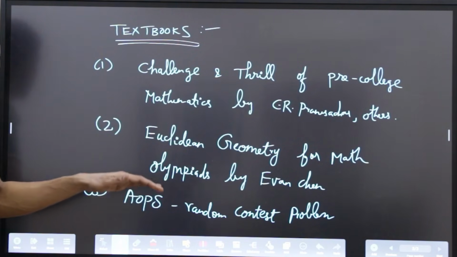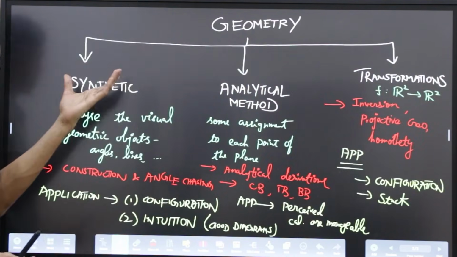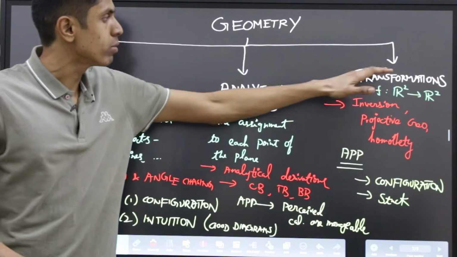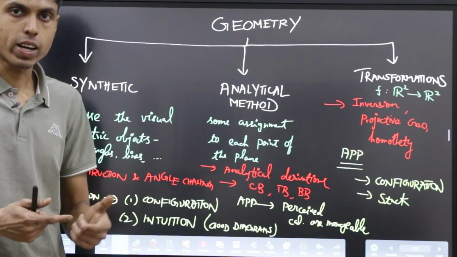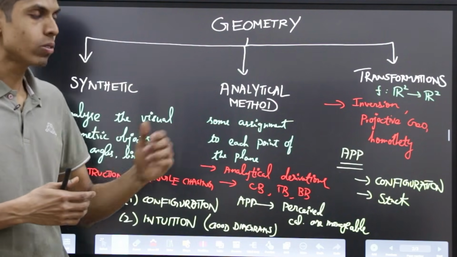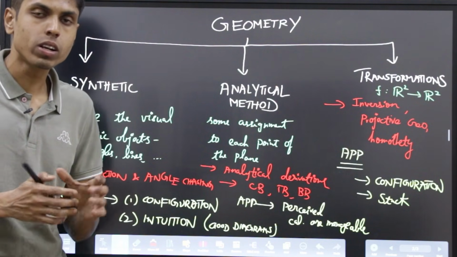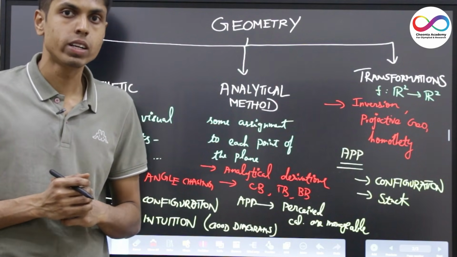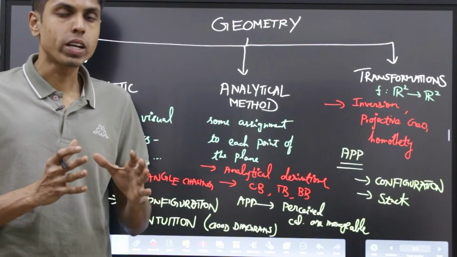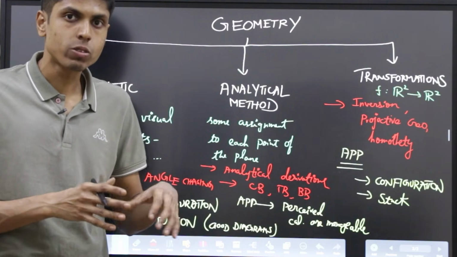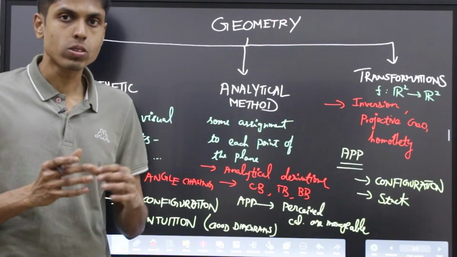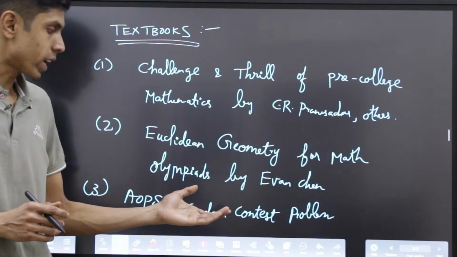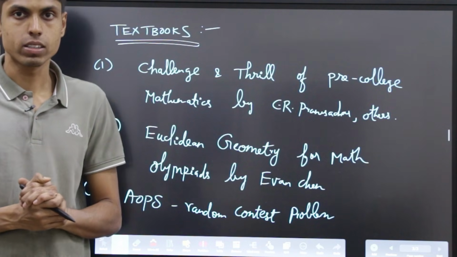And spend approximately a month solving using synthetic methods separately, another month for the analytical method, and another month for the transformation method. If you do that and try to apply all the ideas that you learned, only then will your learning get consolidated and you will be able to apply whatever you have learned. Otherwise, whatever you learned might not be easily applicable when you start solving problems. So consolidate your foundational understanding and solve random contest problems from AoPS at the end.